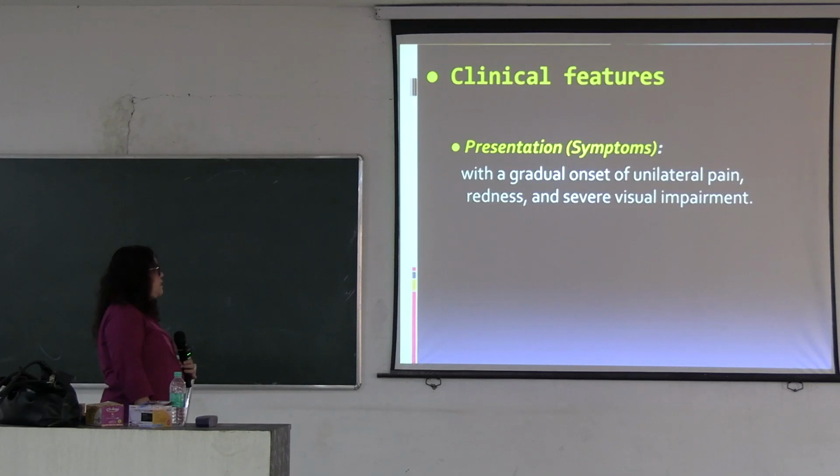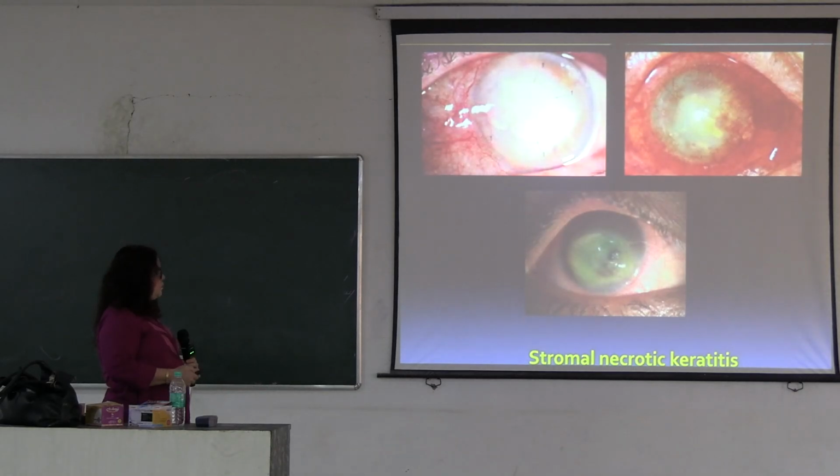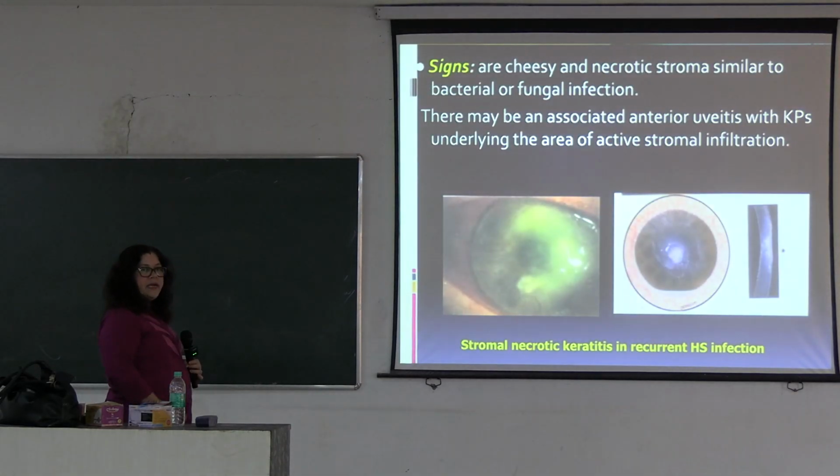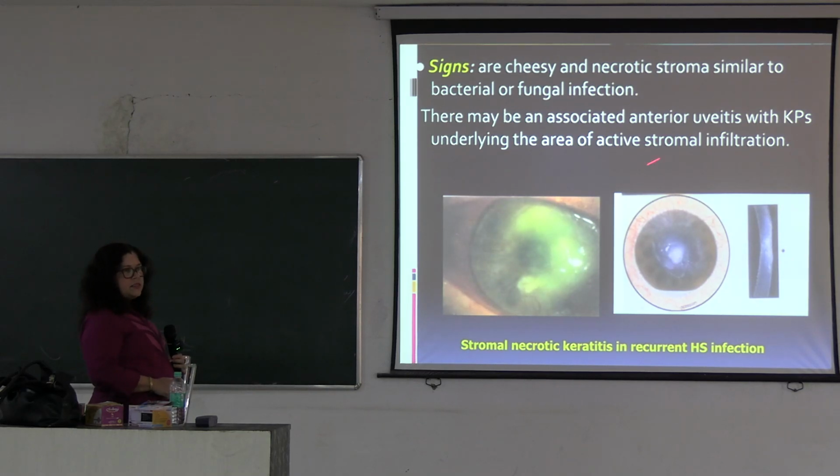Severe pain is present, and visual impairment. Visual impairment is more severe than in epithelial keratitis, because in stromal keratitis the deeper layer of the cornea is involved. So the cornea becomes more hazy and opaque, and that causes severe blurring of vision.